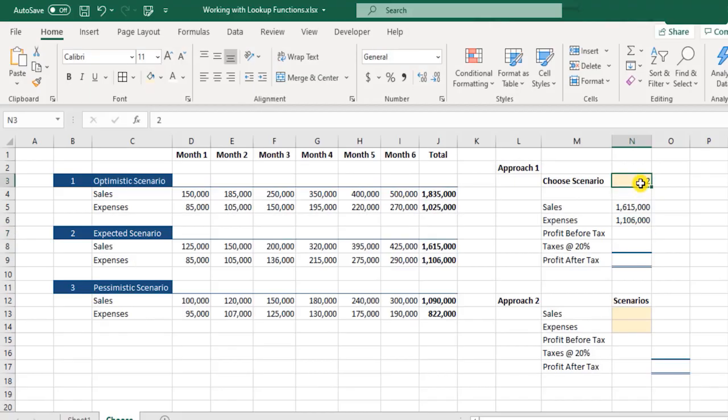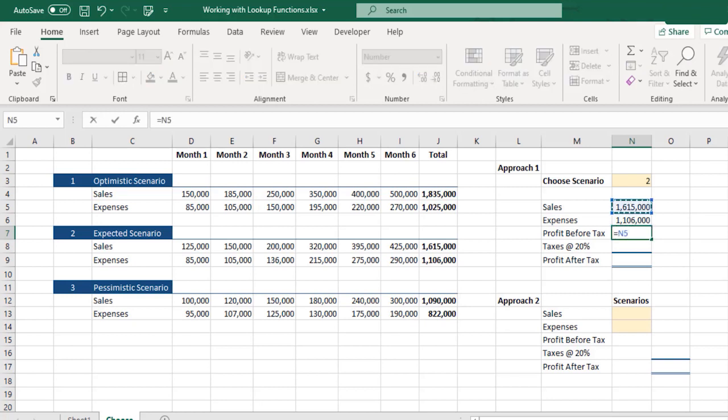Now, considering this to be second scenario, let us calculate the profit before tax. And profit before tax should be your income or your sales minus expenses. And that's the profit that you get, but before paying off your taxes. Now, what should be the tax amount?